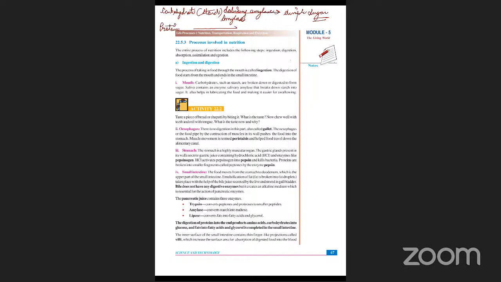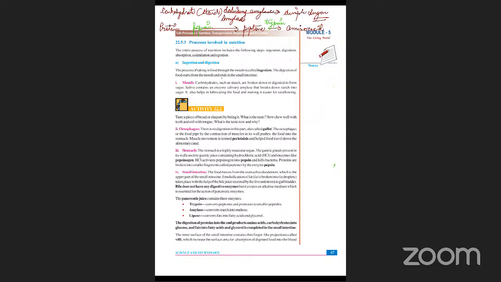Then proteins are converted first into peptones and then into amino acids. How? The proteins are converted into peptones by the pepsin, and the peptones are converted into amino acids by trypsin. Understood, guys? Yes or no?